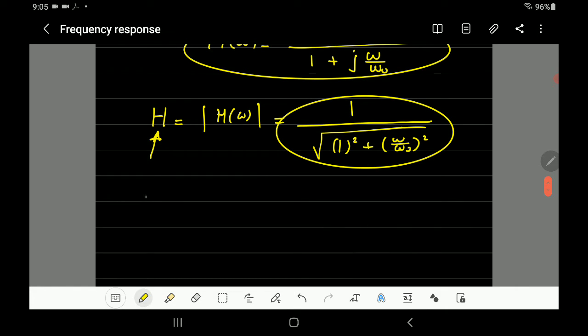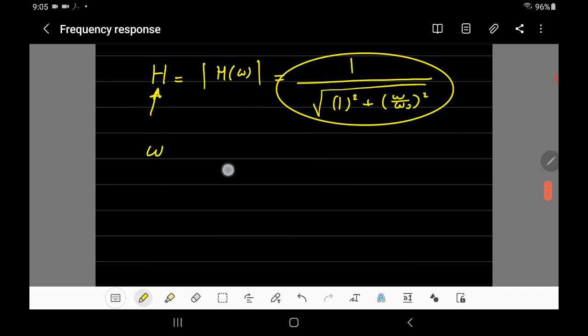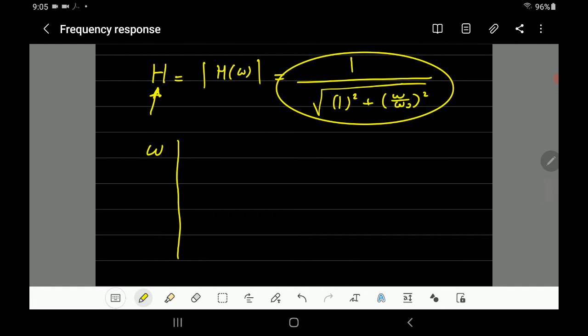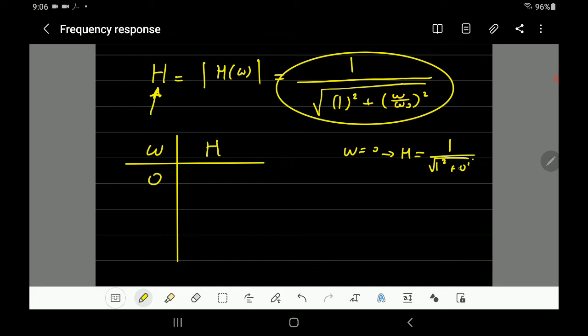I will take values. I'll make a simple table. I'm going to take just simple values to get a feeling of the change. That's omega, and that's the magnitude. Well, I will take omega equals 0. So what do you get? When omega is equal to 0 in this equation, H is equal to 1 over the square root of 1 squared plus 0 squared. 0 plus 1 will be equal to 1, so it's 1 over 1, which is equal to 1. So H will be equal to 1.